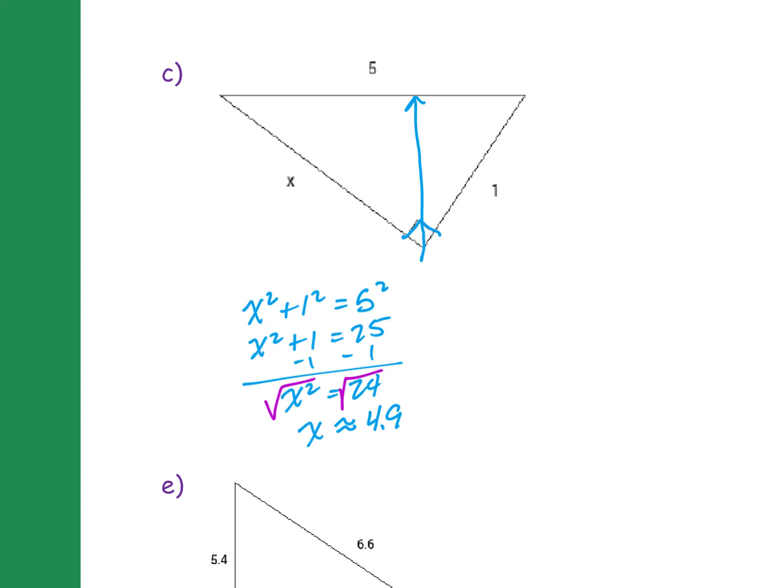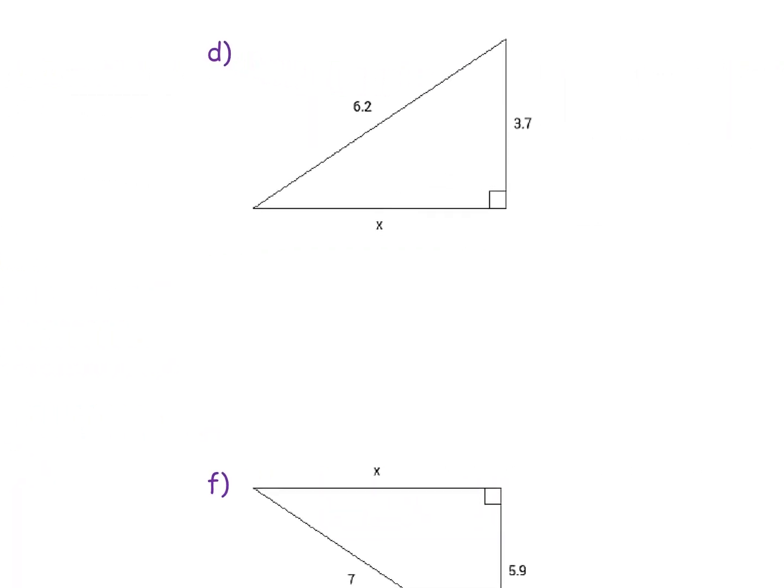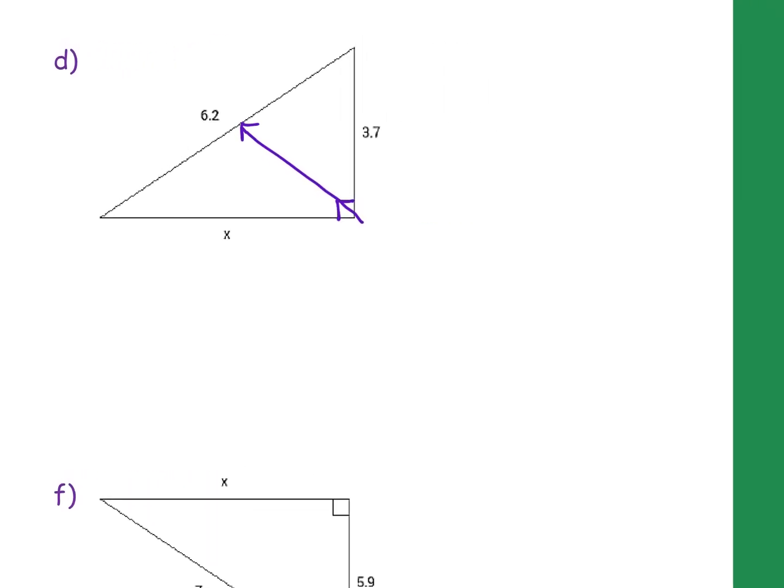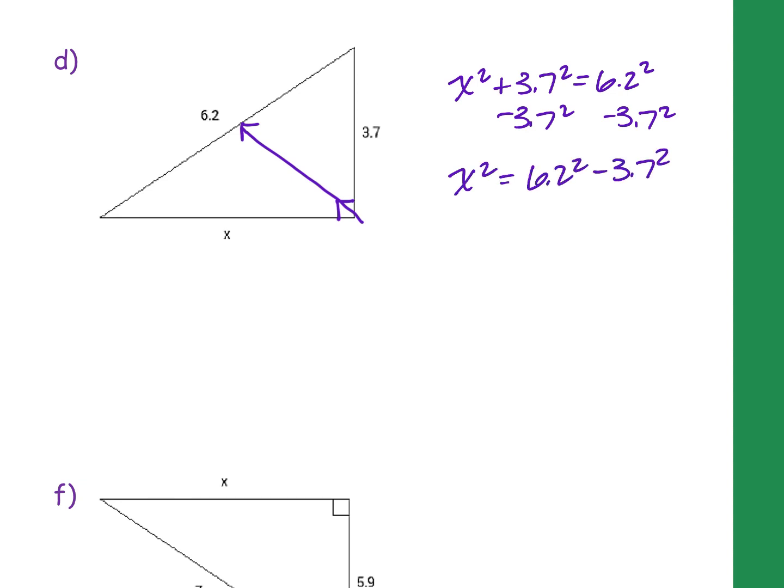Number D. Again, locate your hypotenuse. Shoots towards my hypotenuse. There's my hypotenuse. So I've got x squared plus 3.7 squared equals 6.2 squared. I'm going to subtract 3.7 squared. So x squared is going to equal 6.2 squared minus 3.7 squared. Square root it, put that whole thing into your calculator, and I'm going to get x is approximately equal, for D, 4.97.